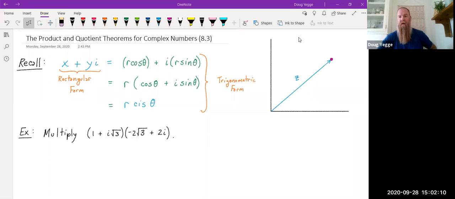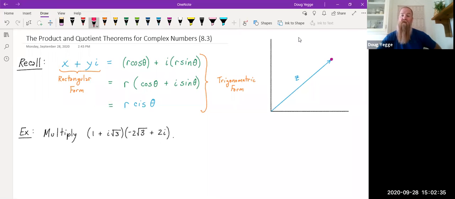Now that we've learned about complex numbers, I'd like to recall that we had two different forms that we were able to put this complex number in. We could have just listed it as x plus yi, where x, the direction on the x-axis, represents the real part of the complex number, while the distance on the y-axis represents the imaginary part. We refer to that as rectangular form.